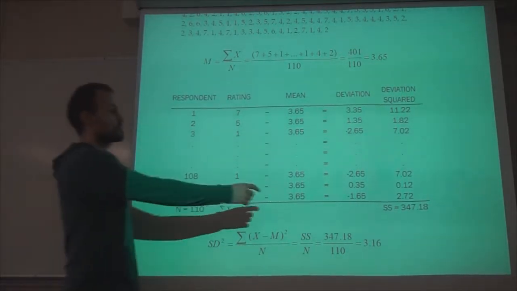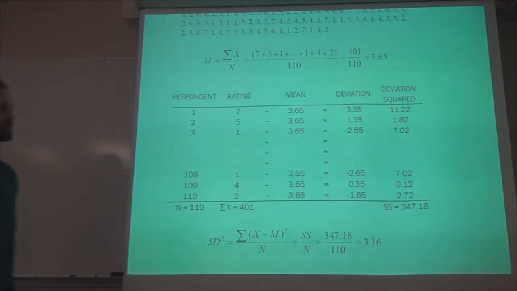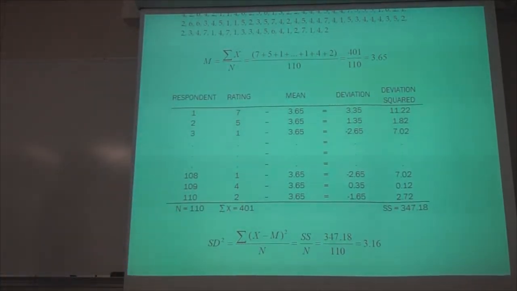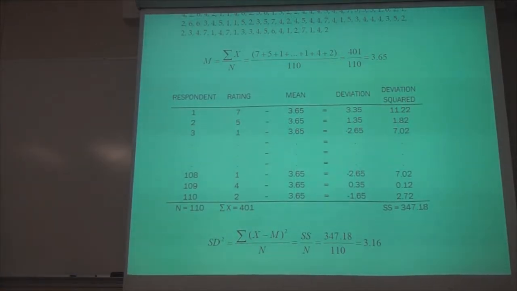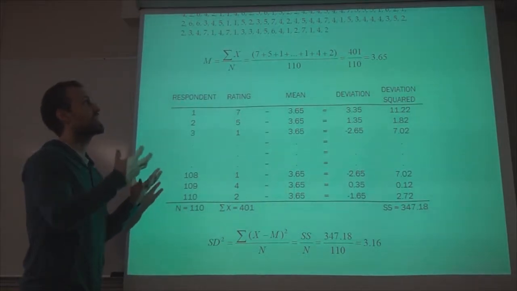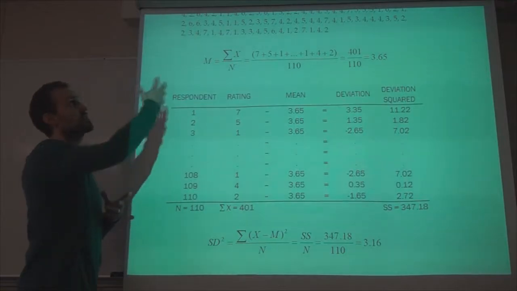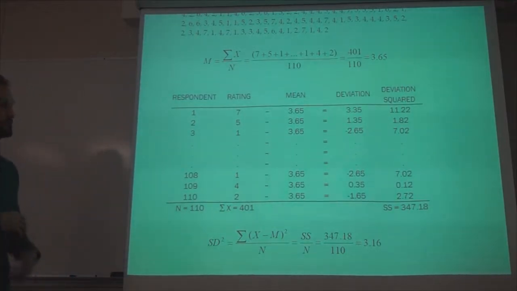So I get the sum of the squares is 347.18. There are 110 of them, so I get an average of 3.16. And I can't really interpret that very well. It's just a number associated with how much deviation, how much fluctuation, how much variability there is in my scores.